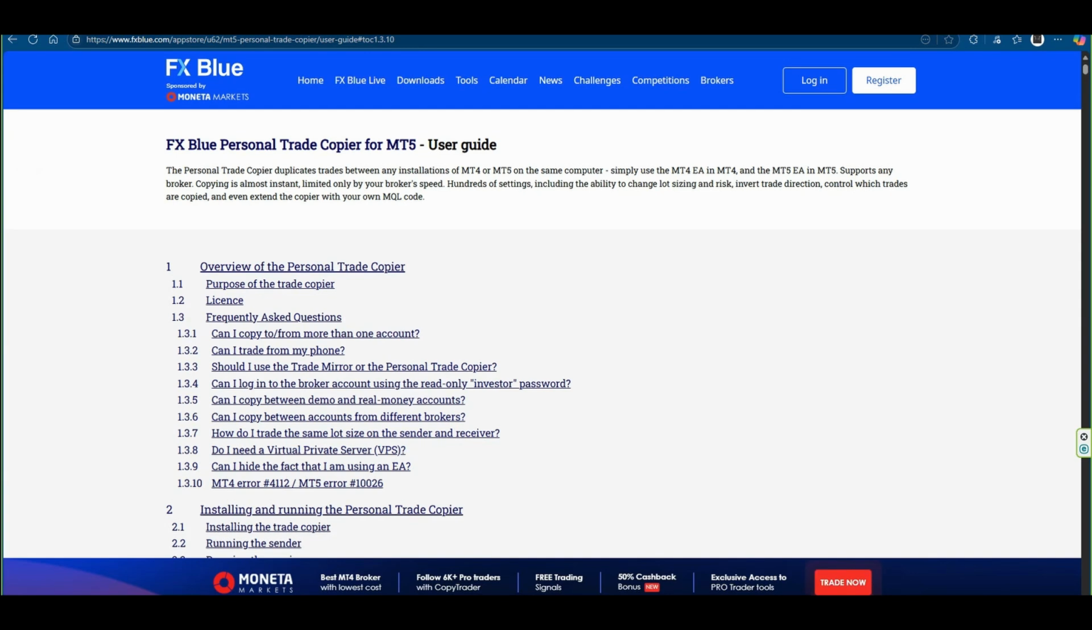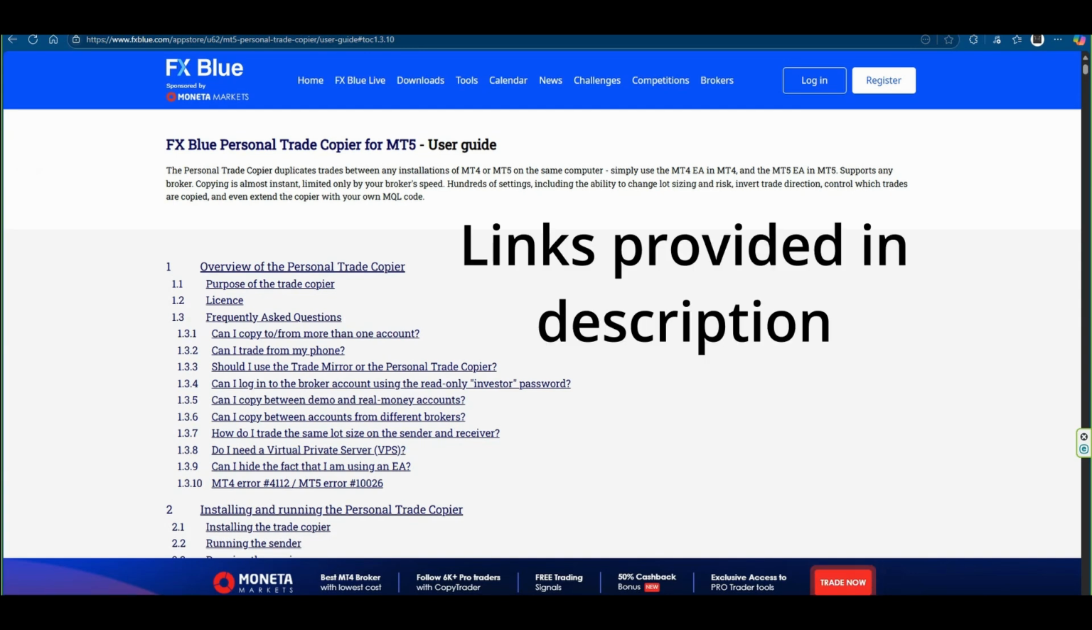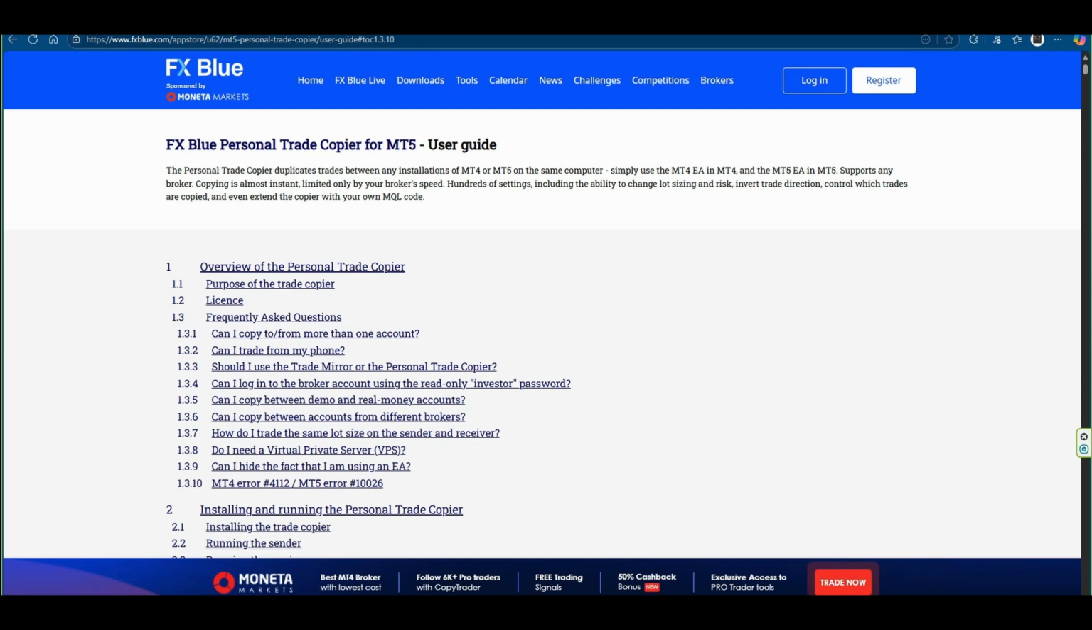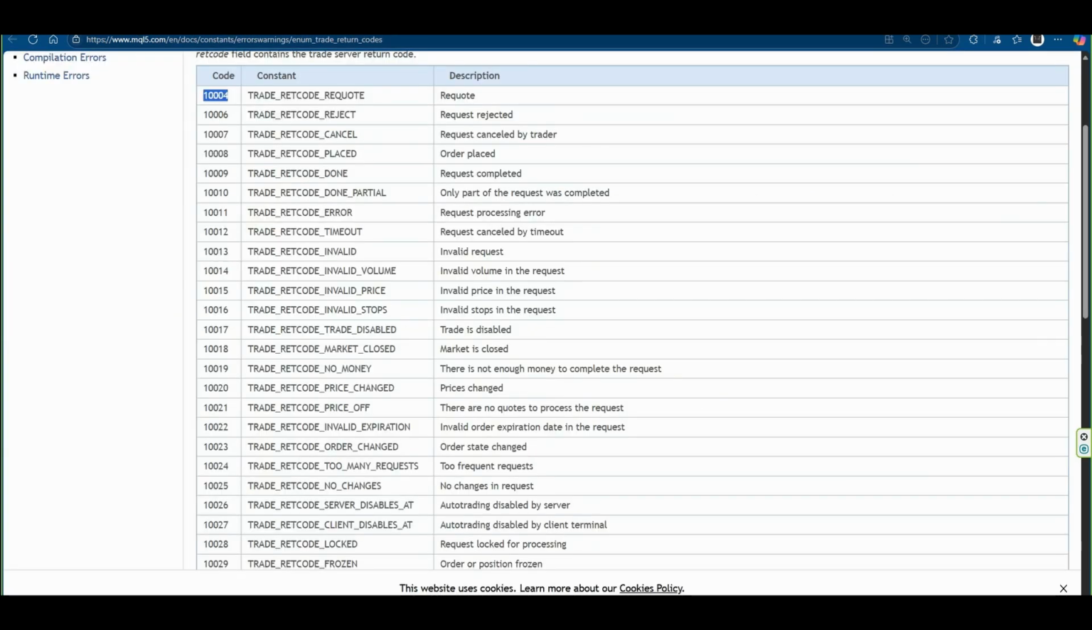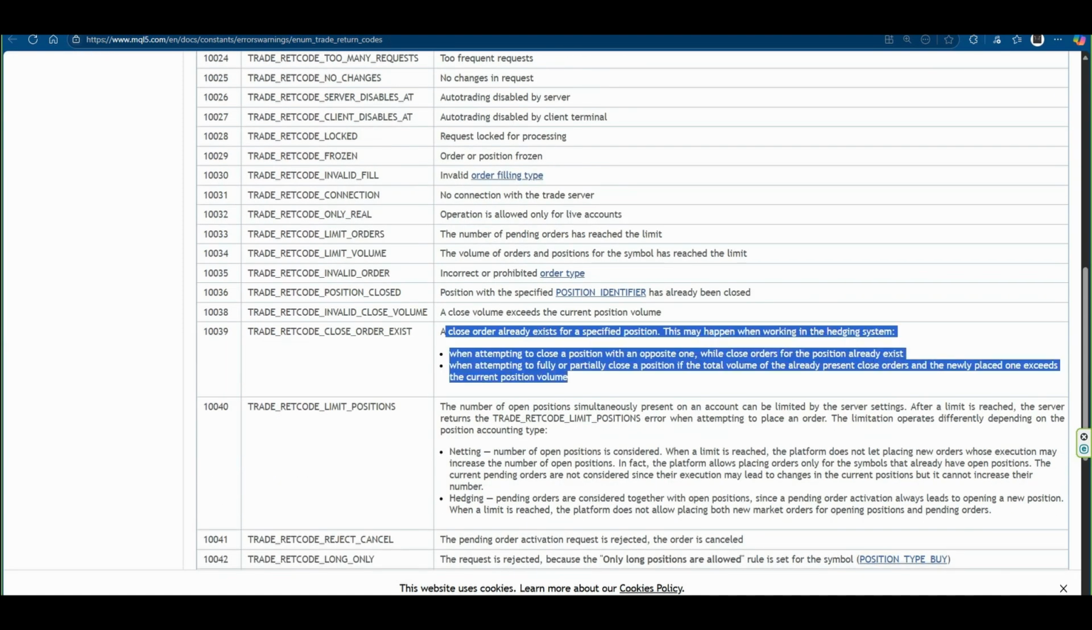FX Blue are quite good in that they have a full user guide for the trade copier, which is linked in the description below. It's quite comprehensive, so you've got a glossary which you can click the link and go straight to your issue, or you can actually read through and find what you need to know to set up your particular situation and how you need it to be traded. In 5.3 it does show you the trading error codes for either the MT4 or MT5, and they're linked here. And you can see the code which you'll get in your Experts or Journal tab. I always check both, and it will tell you what the issue is.